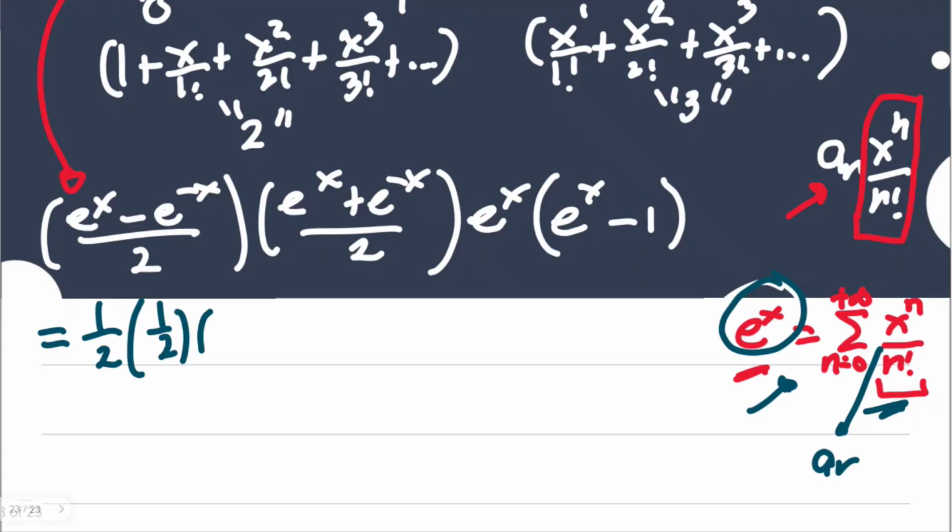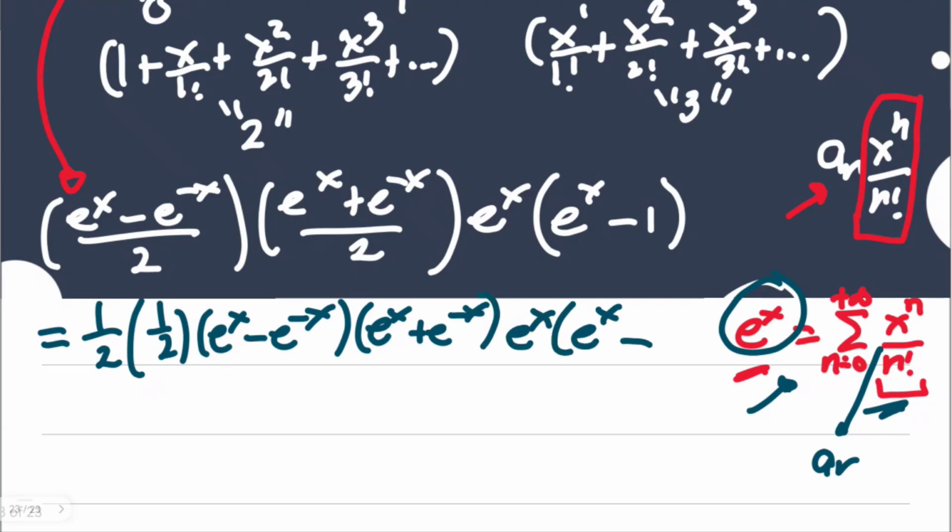So you have your e to the power of x minus e to the power of negative x. That's the numerator of the first. The numerator of the second is this one. And still we have e to the power of x and e to the power of x minus 1. Obviously, that's 1/4. Let's multiply this using the FOIL method.